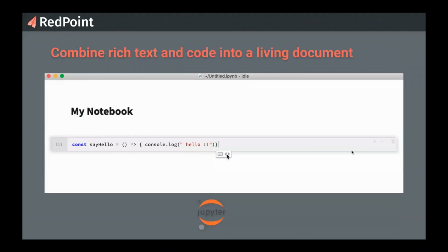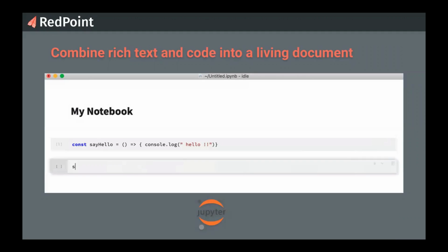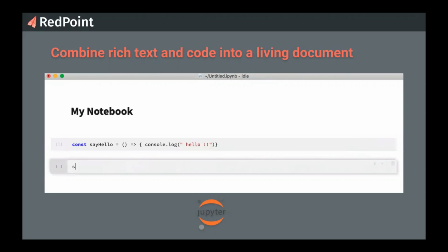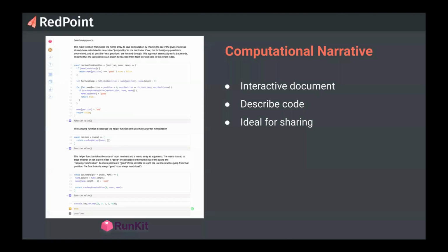The next point is that the code is living. You can run the code that you've declared in one cell. They're connected in state, so you can see you declare a function, say hello, in the first cell, and then in the cell below it, you can invoke that function. So it's a living document. And when you combine these two features, you create what's called a computational notebook, a computational narrative.